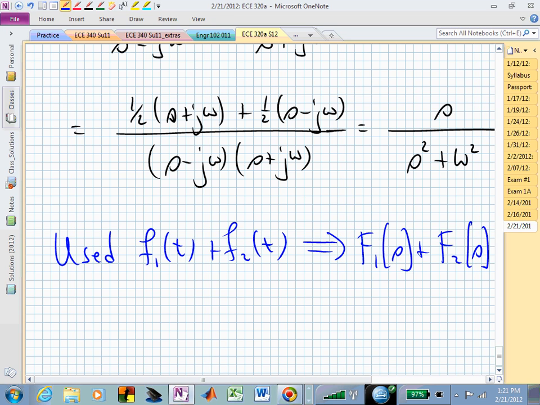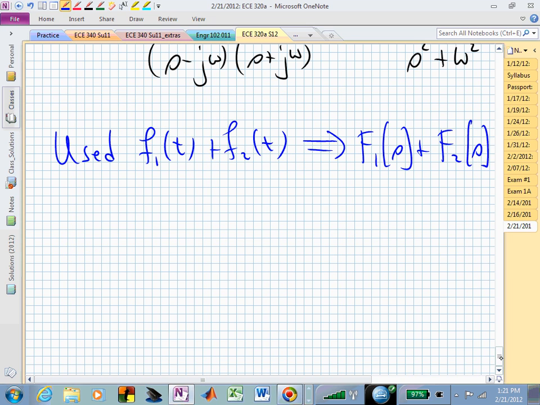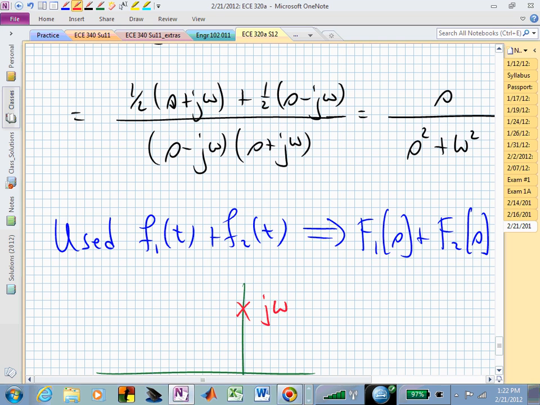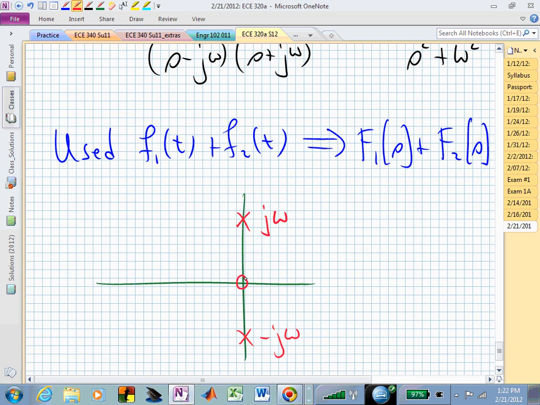So we'll start to feel more about it, but in terms of a picture, you're going to love to sketch, because now you're going to have what we call poles. This might be at j omega, and this is minus j omega. And where is the zero in that transform? It's when s is equal to zero. There's our zero. That's the pole zero pattern for the cosine's Laplace transform.